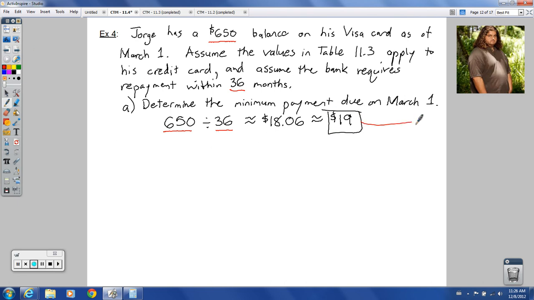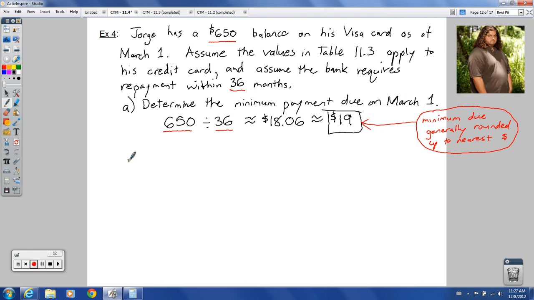Let's put a little explanation off to the side here. We're using this because it's the minimum due. The minimum due is generally rounded up to the nearest dollar. That's with credit cards. So minimum due generally rounded up to the nearest dollar.